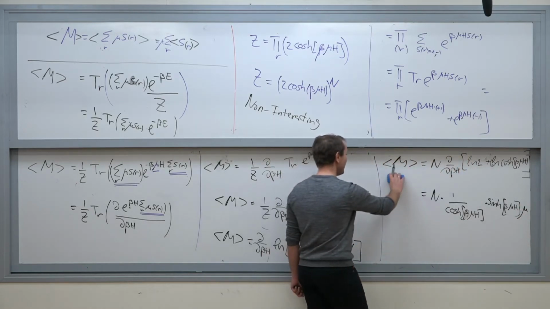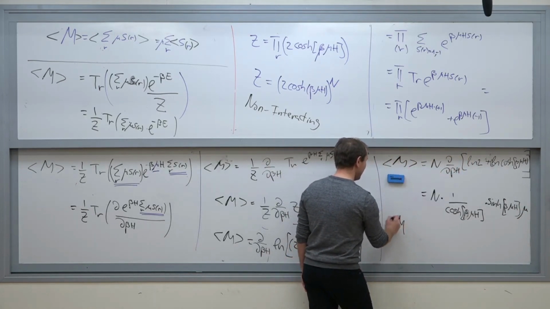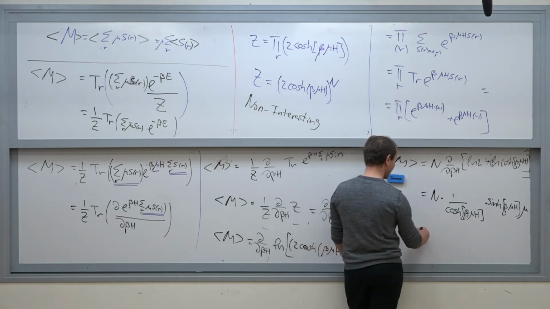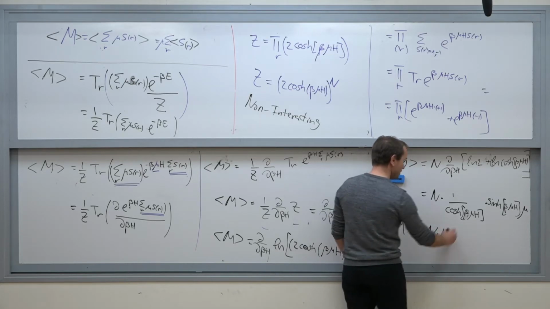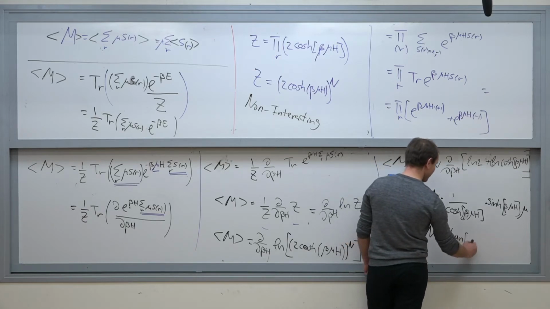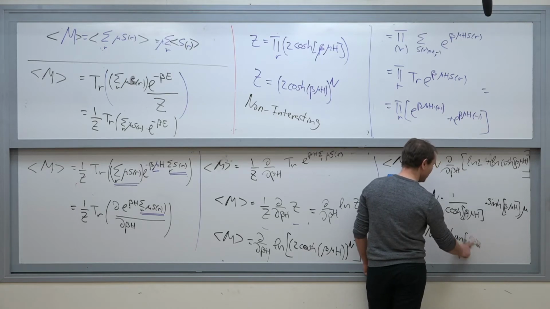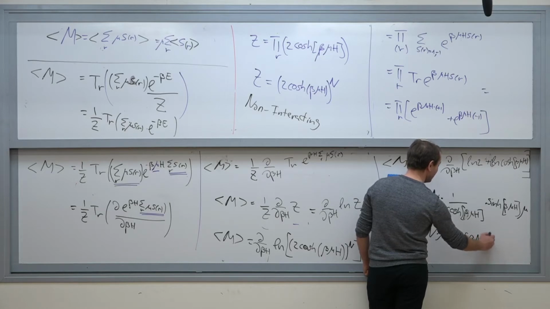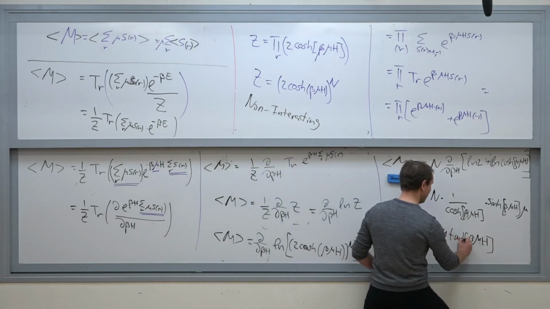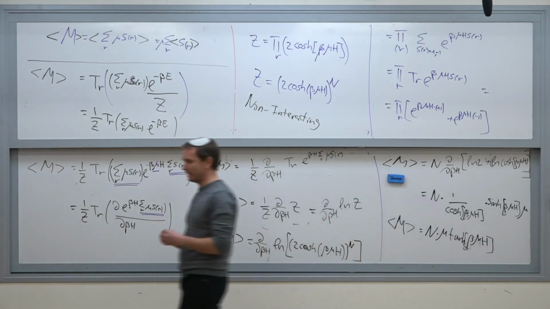So what we get over here is that M average is simply n multiplied by mu multiplied by hyperbolic tangent of beta mu h. Okay? Not so bad.